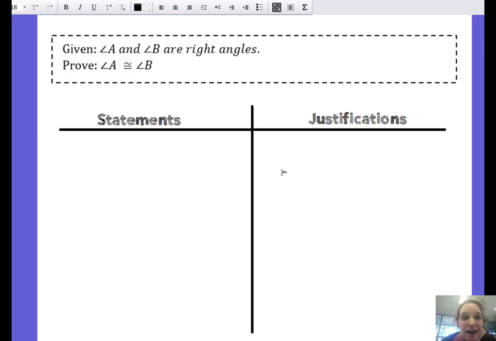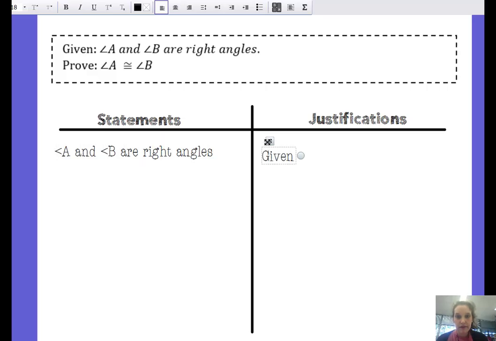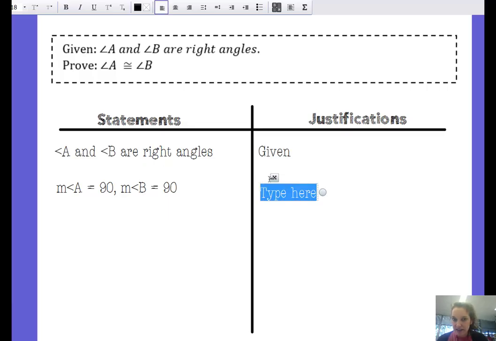In this proof, our given is that angle A and angle B are right angles. So if angle A is a right angle, that means its measure is 90 degrees. So the measure of angle A is 90 degrees, and the measure of angle B is 90 degrees. I can put these in the same step because they are independent statements. They're not dependent on each other, and they both have the same justification, which is the definition of a right angle. Definition of right angle.